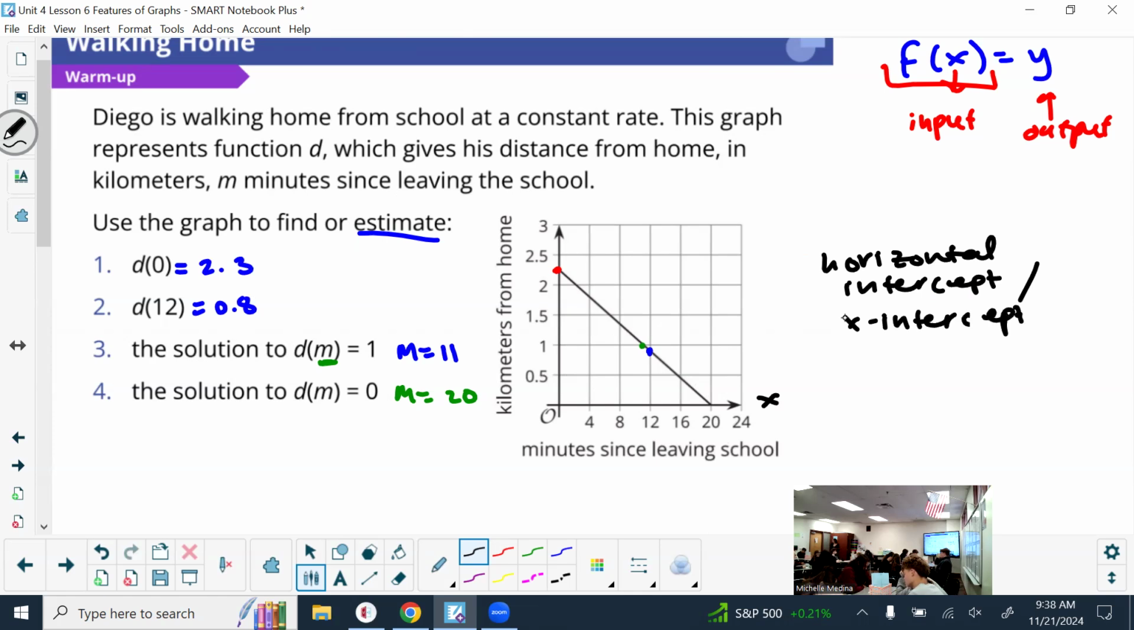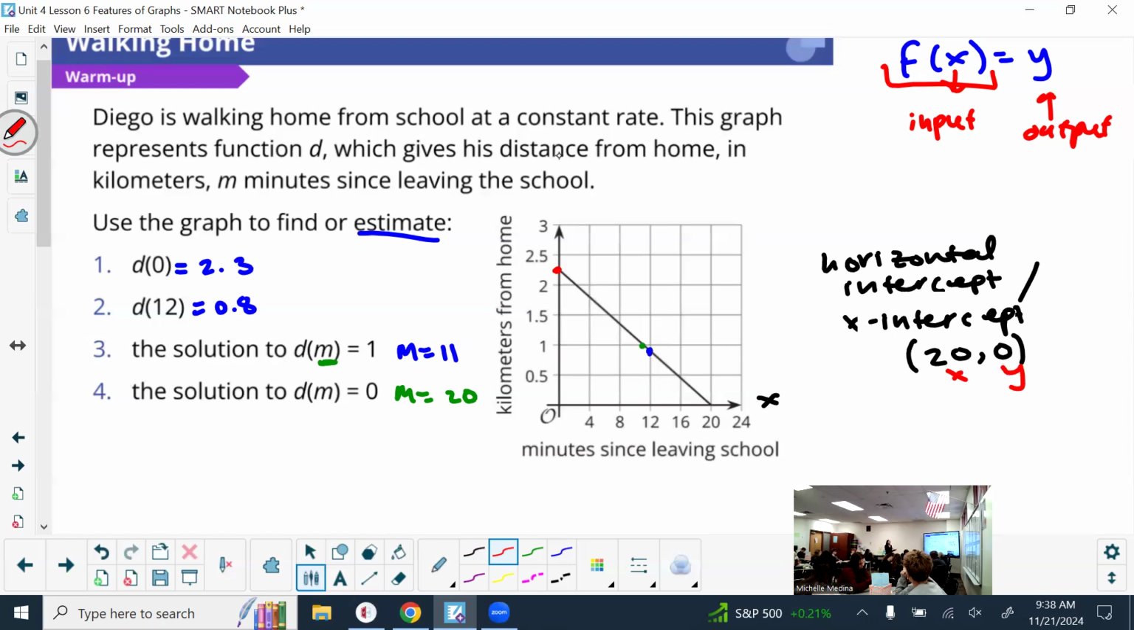So then table 6, what is my x-intercept from this graph? From the warm-up? 20. Which written as a coordinate would be 20, 0. By definition, your x-intercept is whatever your y is here. Okay.